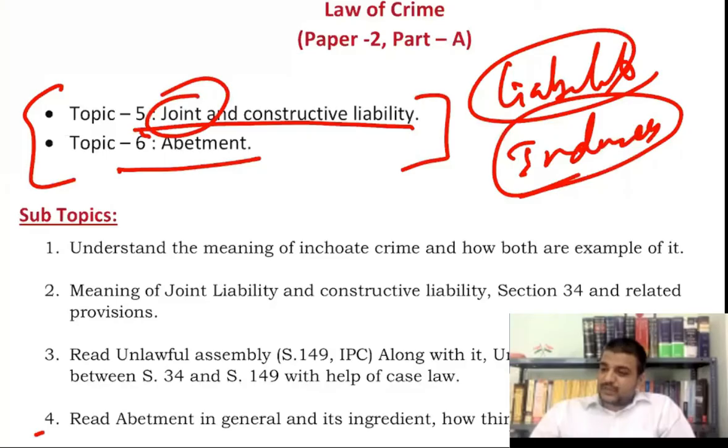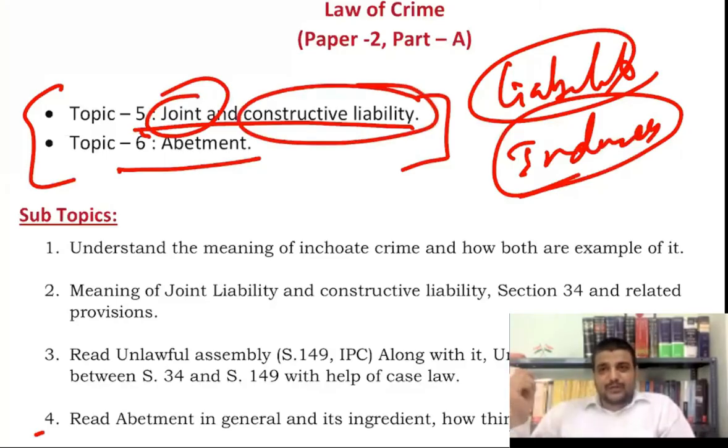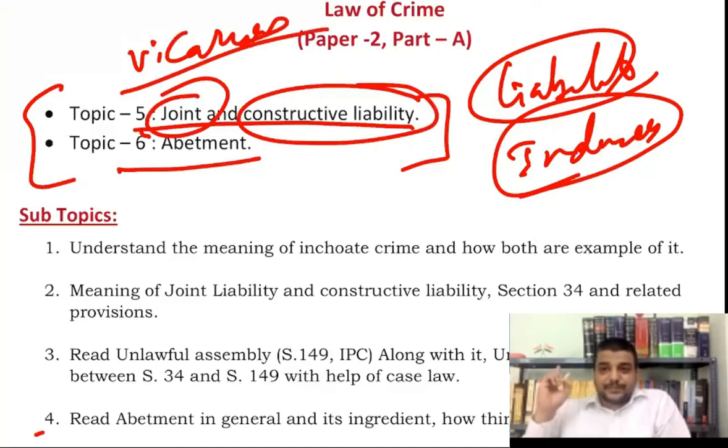Then we have constructive liability, which is basically section 149 onwards. And then we have vicarious liability. This vicarious liability is not directly provided in the IPC. Our syllabus only consists of joint liability and constructive liability, nothing else. Sections 34 to 38 are your joint liability, and 149 onwards is basically your constructive liability with regard to unlawful assembly.